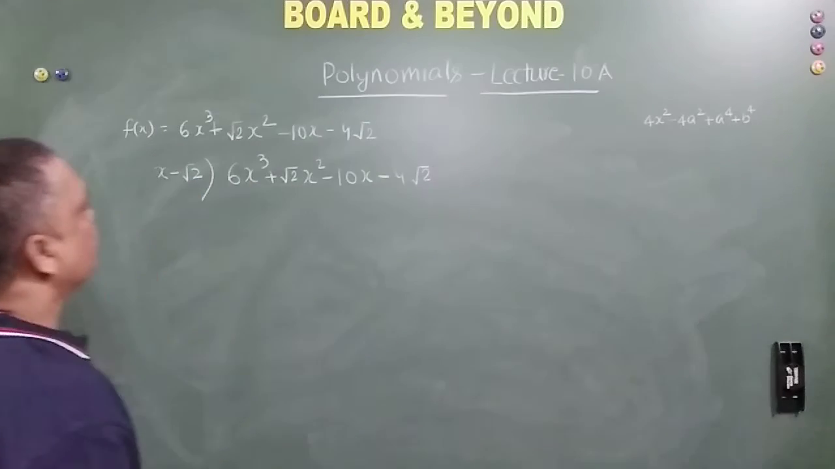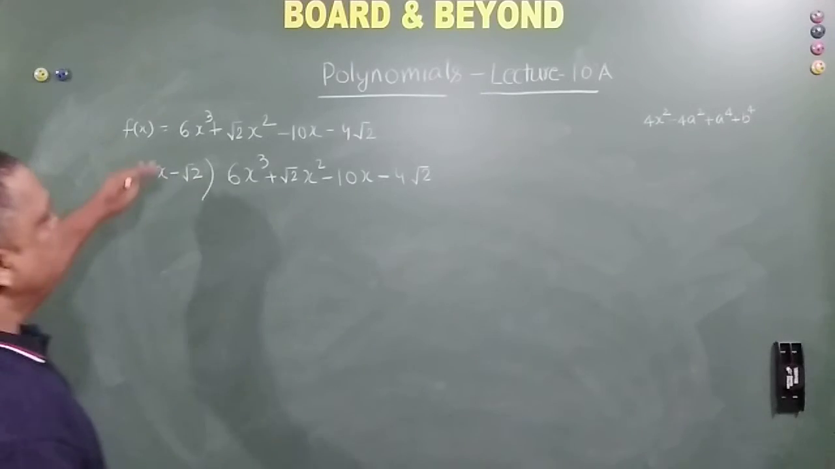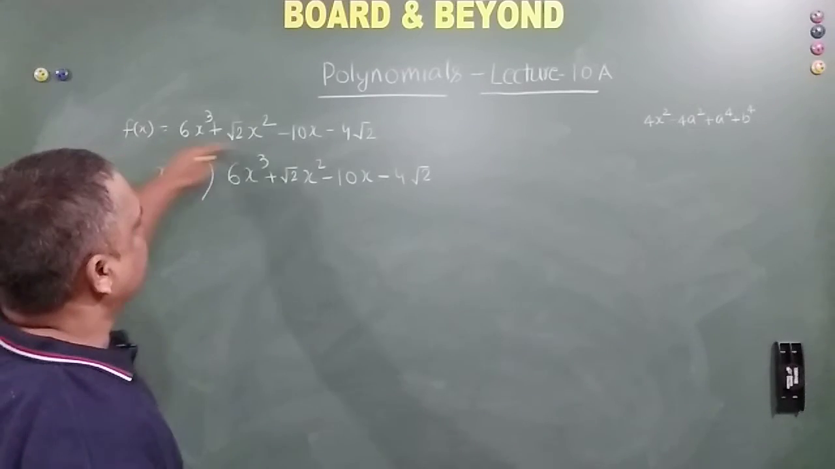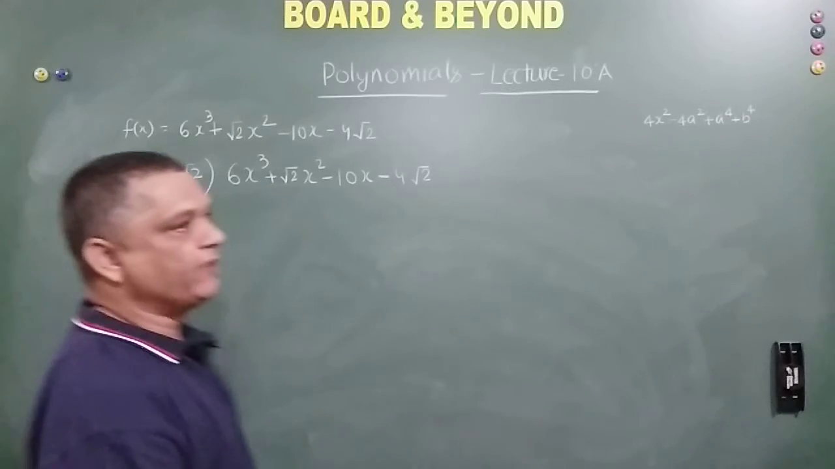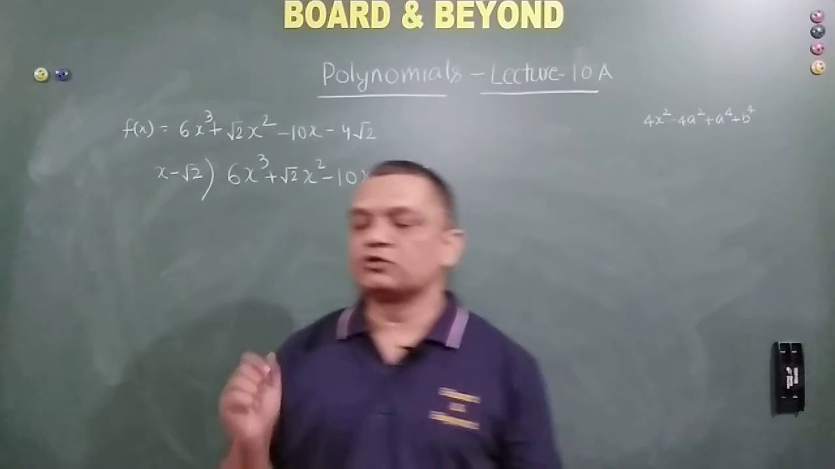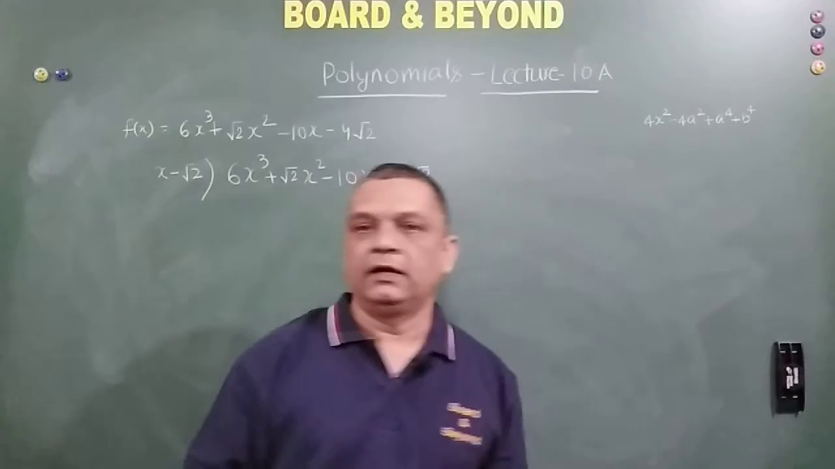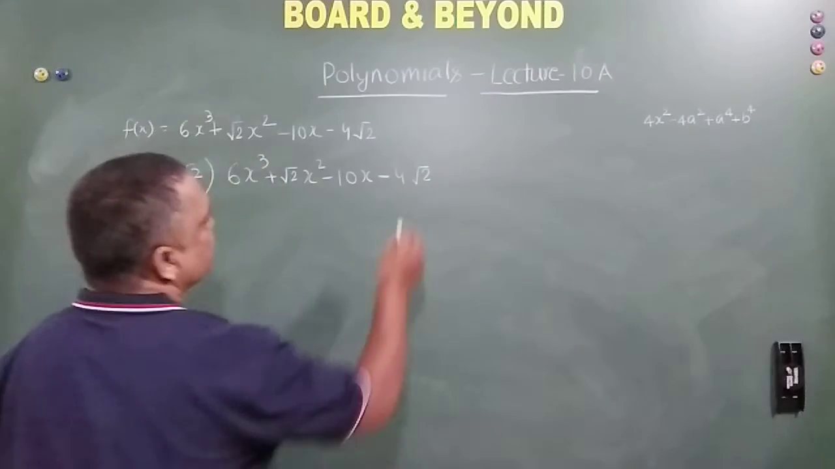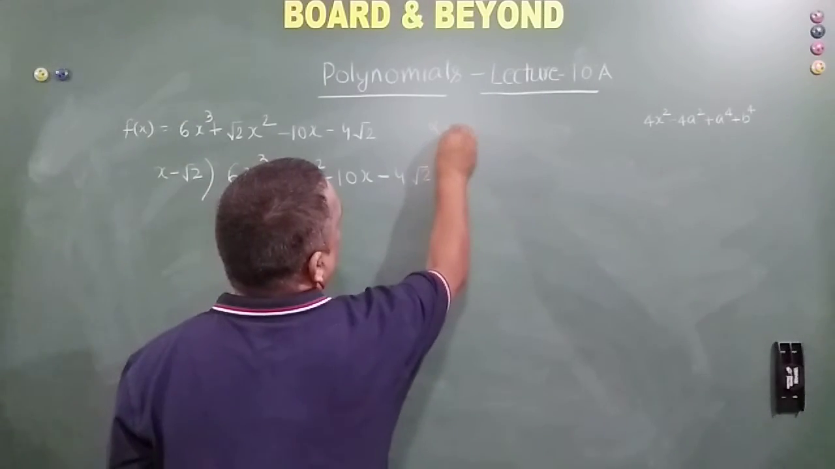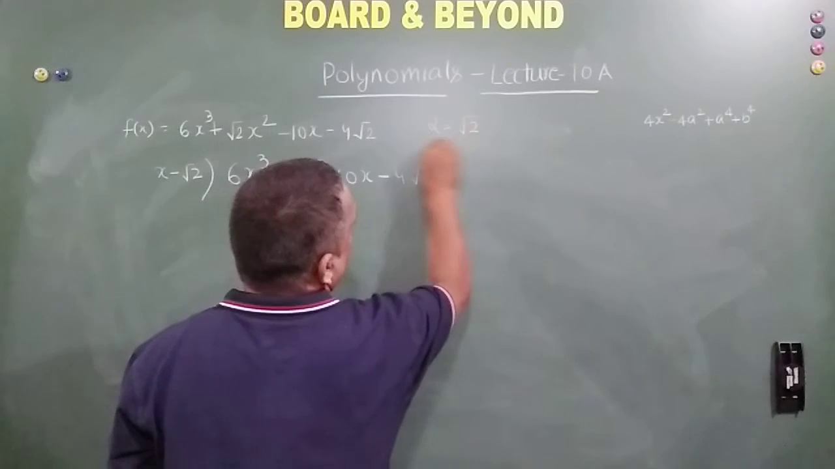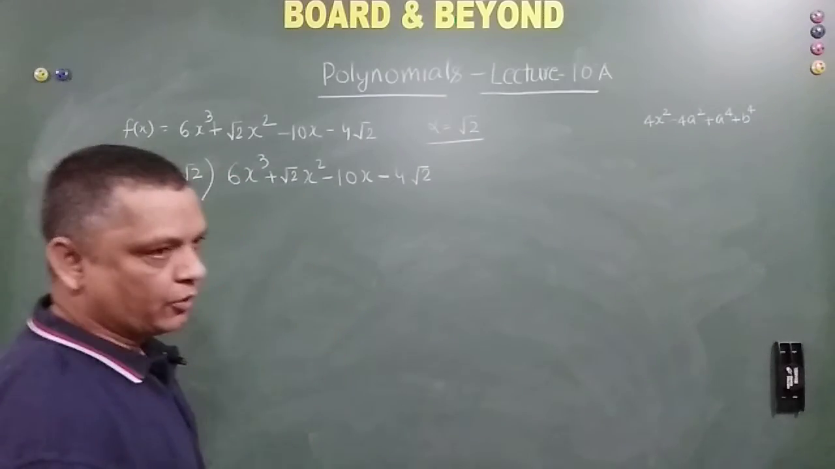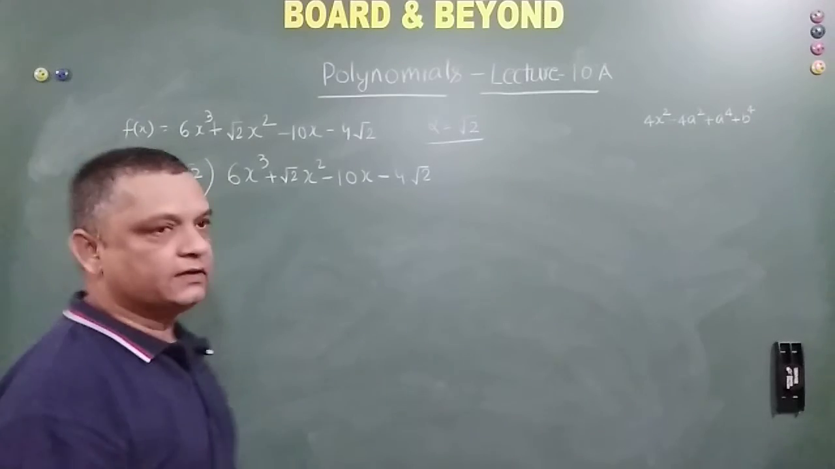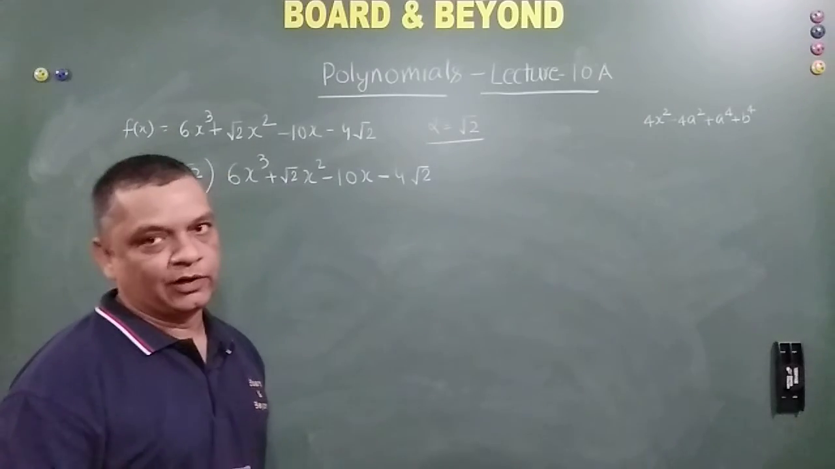What is given is that this is f of x, a cubic polynomial. It has also been given that root 2 is one of the solutions for this polynomial, that is alpha is equal to root 2. You are expected to find the other roots of this polynomial.